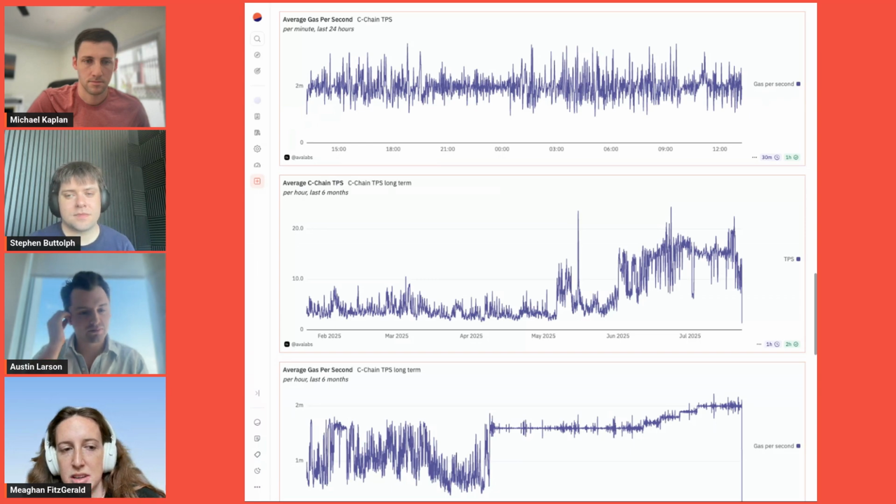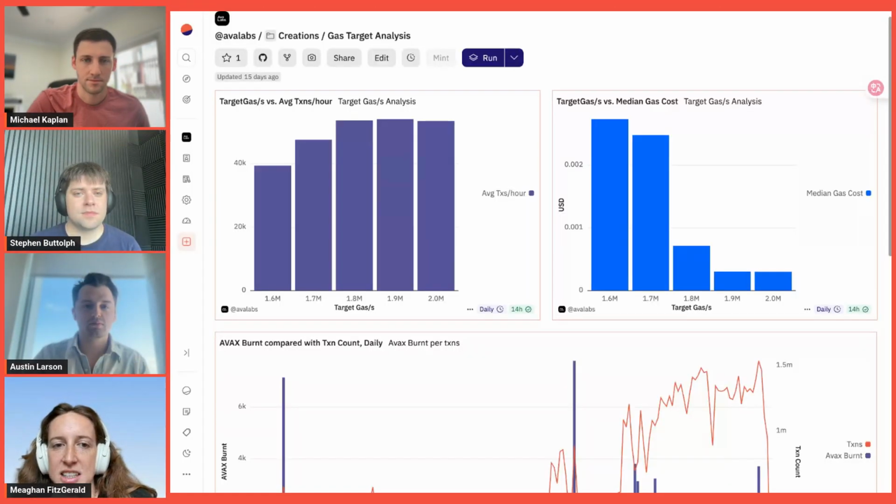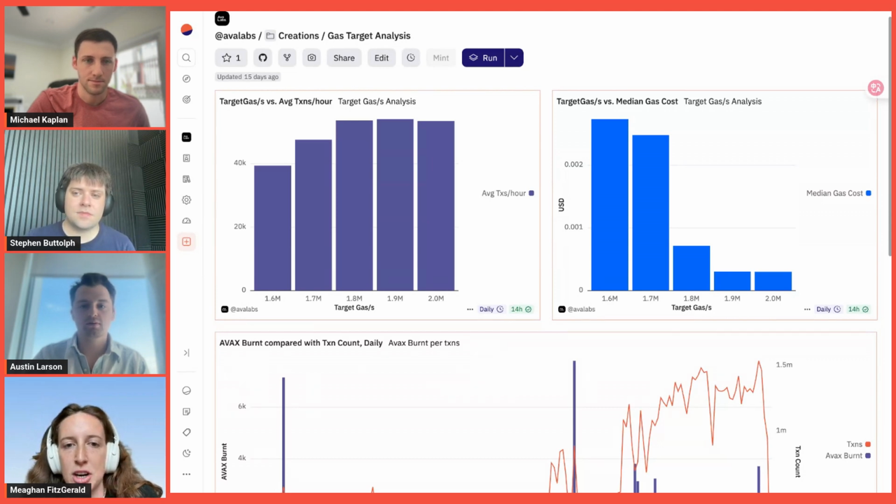If you can switch to the screen I'm sharing, Kyle, just to see what the median gas cost specifically would look like, or what it was averaging per period of time when the target gas per second was set. And it is pretty clear that raising the target gas per second does decrease the median gas cost.